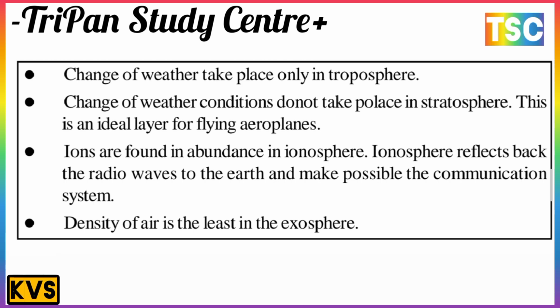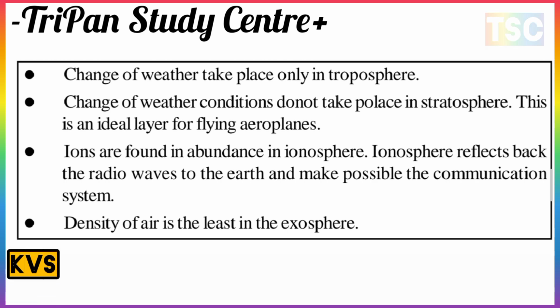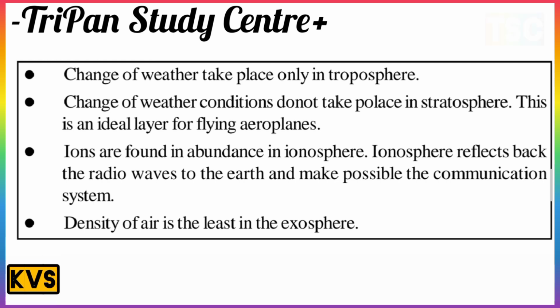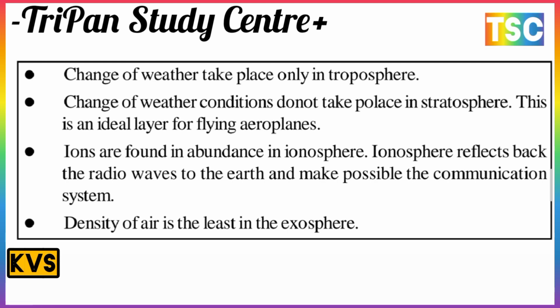The communication system is possible because of the presence of the ionosphere. The ionosphere reflects radio waves back to the earth, making communication possible, and the density of air is the least in the exosphere. Here are the three most important points: flying airplanes is possible because of the stratosphere, communication is possible because of the ionosphere, and the density of air is the least in the exosphere. This is the most important point, note it down in your notebook.